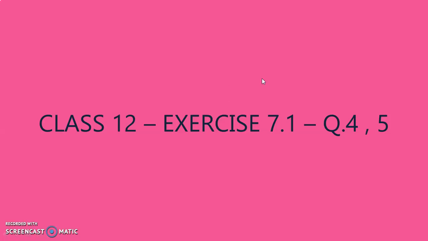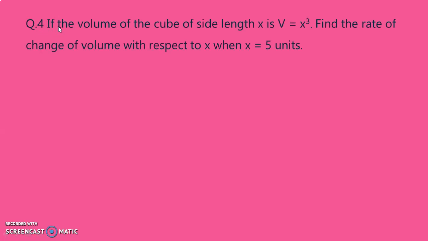Okay, so let's move on to problem number 4. If the volume of the cube of side length x is V equals x cube, find the rate of change of volume with respect to x when x is equal to 5 units.